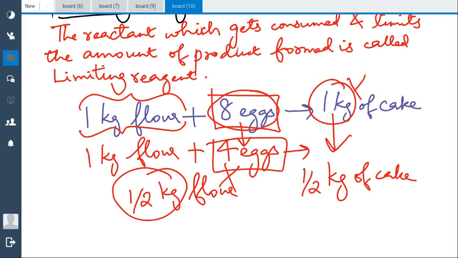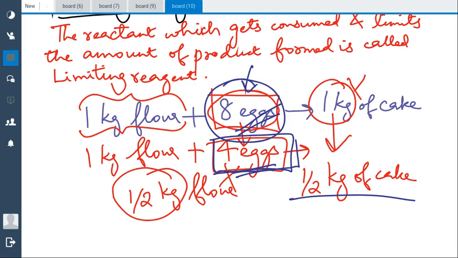So this particular component becomes the limiting reagent. How? Since we didn't have the amount of eggs which we were supposed to have, this was lagging. We required 8 eggs, but we didn't have 8 eggs. We had only 4. With these 4 eggs, we were able to make only half kg of cake. So because of lack of this component, our product also got reduced.